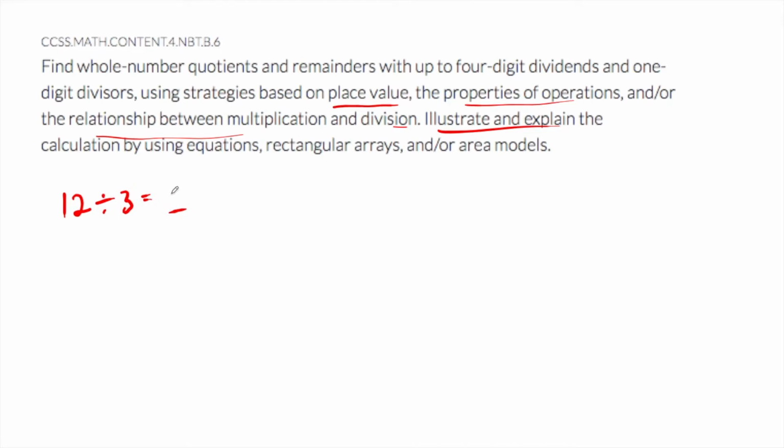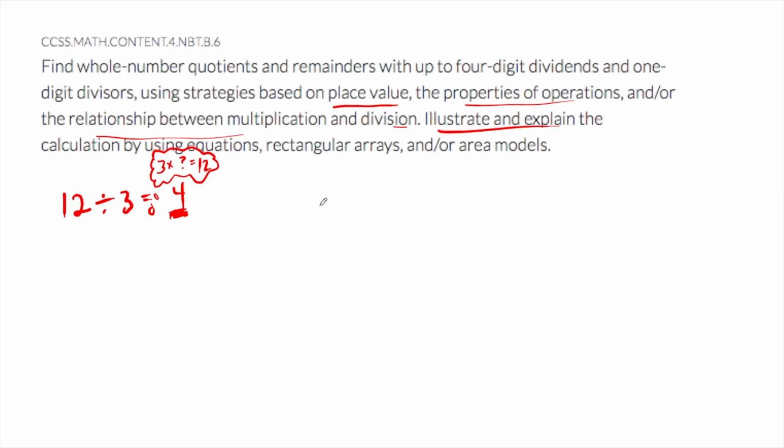We just say 4. But for a third grader, in between this step, there's some thinking that's done. And if we reflect as adults, actually, we do this thinking too. It's just so fast, we don't realize it. They have to think 3 times what makes 12. And that helps them get this answer. So that's how long division is going to work as well.